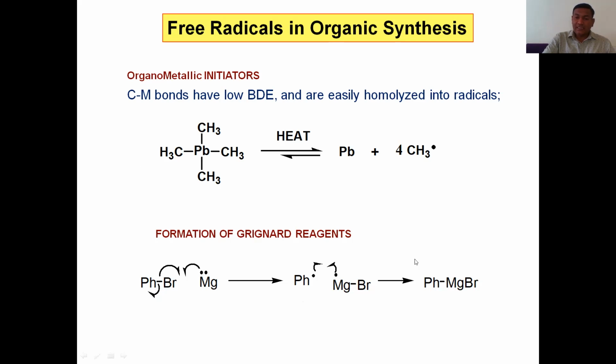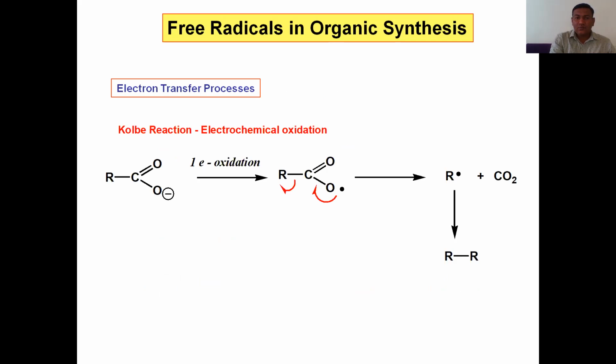Obviously this radical is quite unstable, and immediately you will get this Grignard reagent, and this Grignard reagent is very reactive. So a lot of conditions we have to use when we generate this Grignard type of reaction. Okay, next, can we move? Yes.